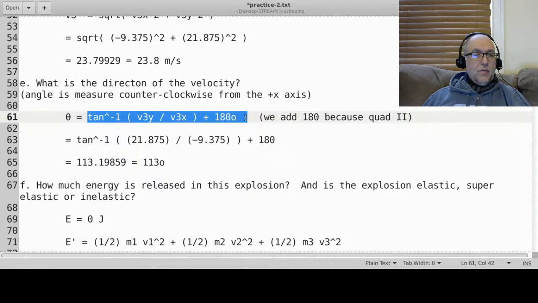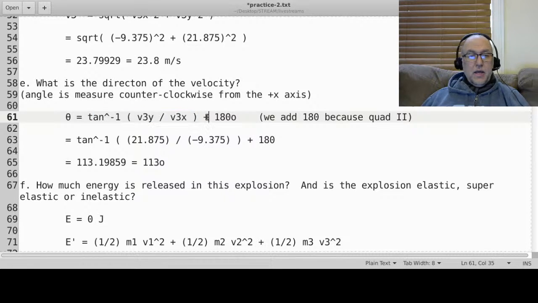Well, what goes into it? First, it's the inverse tangent of what? Of the y component divided by the x component. But then you have to compensate if it's in quadrant 2 or 3. If it's in quadrant 2 or 3, you have to add 180. You got no choice. You'll get the wrong answer if you don't.